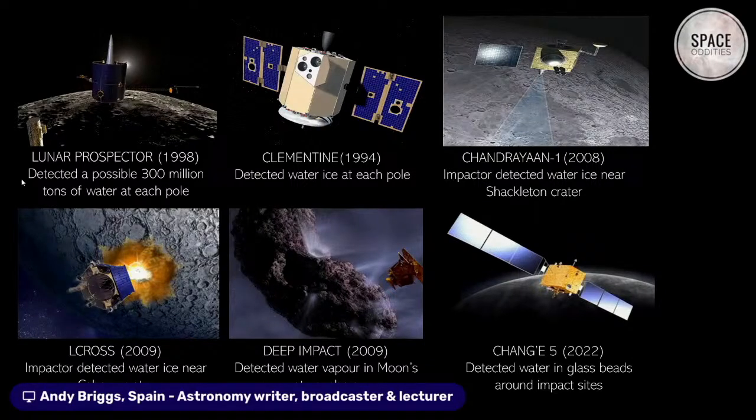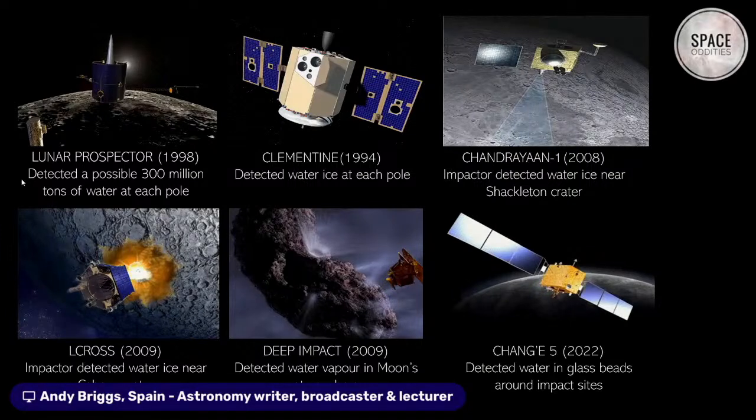Chandrayaan-1, the predecessor of Chandrayaan-3, which is hopefully going to land on the moon on Wednesday, was an impactor mission to slam an impactor into the moon, and it detected water ice near Shackleton crater. The LCROSS mission from NASA, again another impactor, detected water ice near Cabeus crater, another crater at the south pole of the moon. The Deep Impact mission, you may remember, NASA's wonderful mission to ram an impactor into an asteroid, was in 2009.